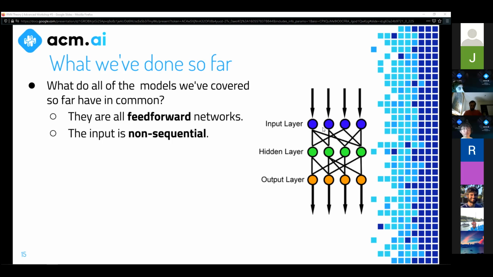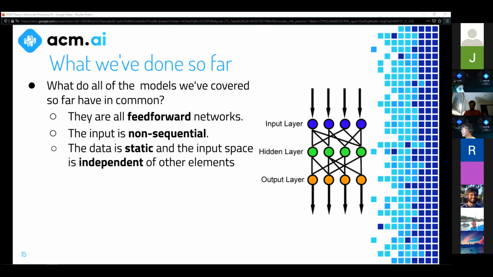The same thing happens with convolutional neural networks. Even though we have that convolution operation where the filter moves across the network, when it's practically implemented, all of that is done in parallel as a single multiplication operation. So the order of the input doesn't really matter in that sense. And also, another thing is that the data is static and the input space is independent.